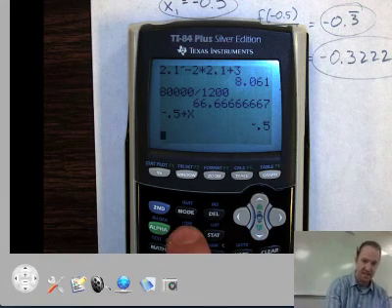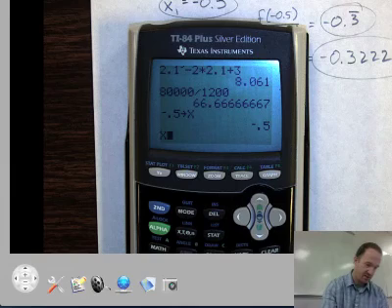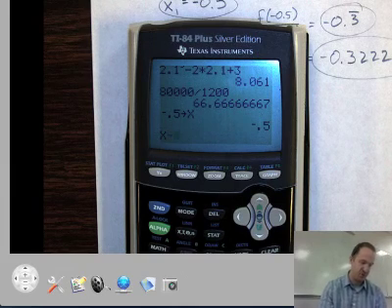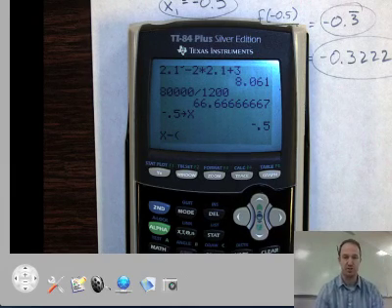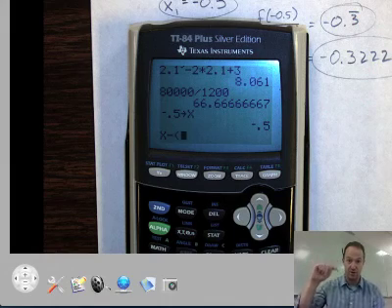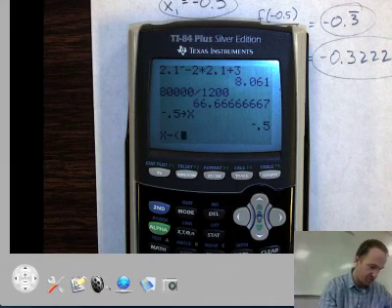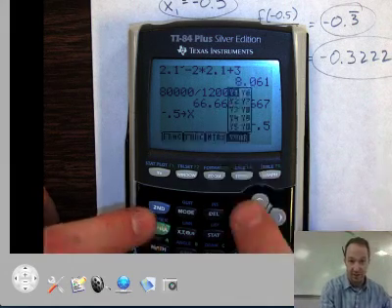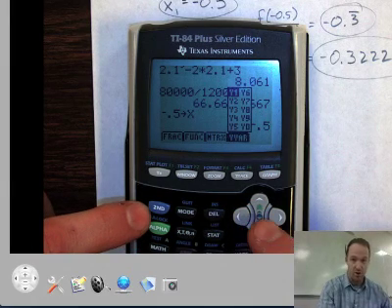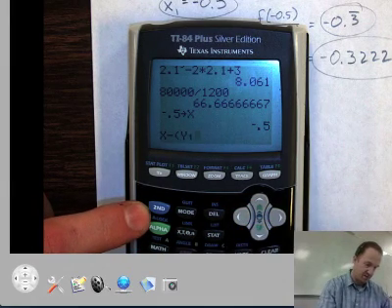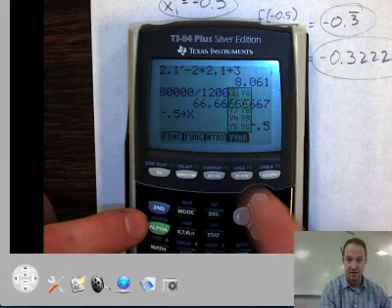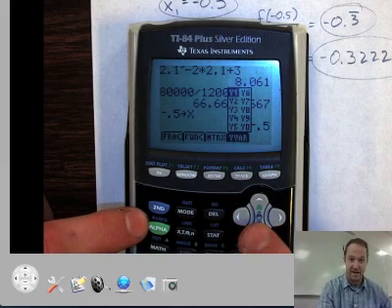Now we're going to take x and subtract. Here's the formula that should look familiar. It's f of x over f prime of x. So let's see, we want y1 divided by y2.